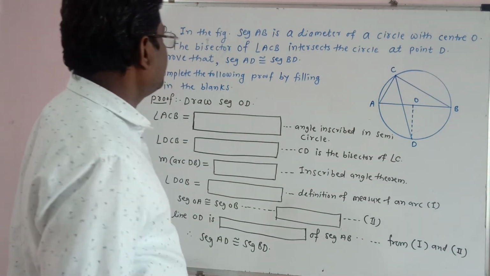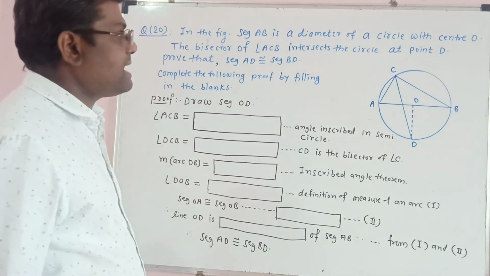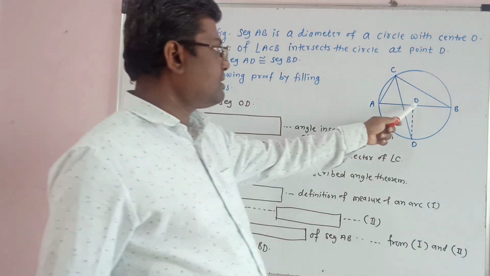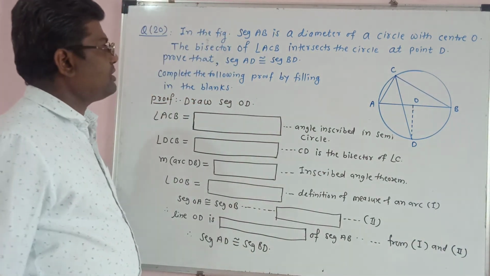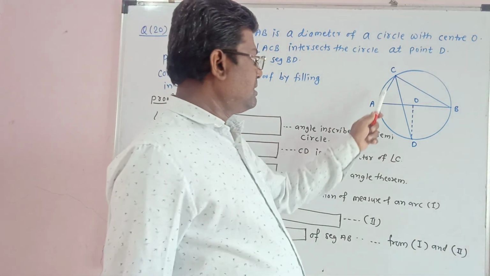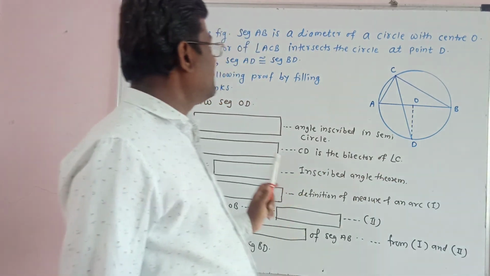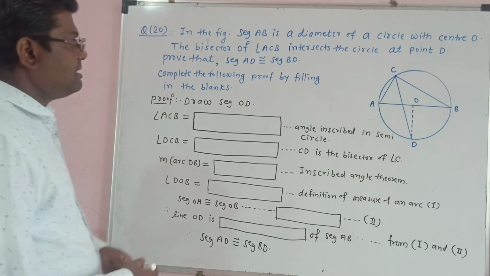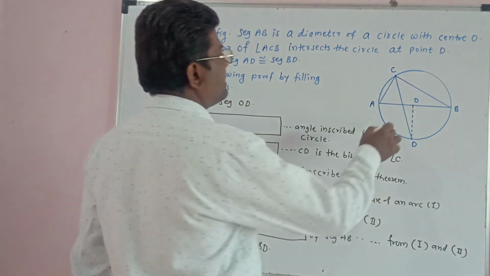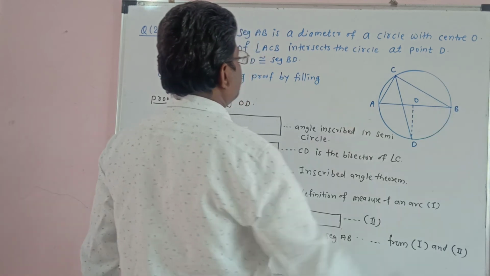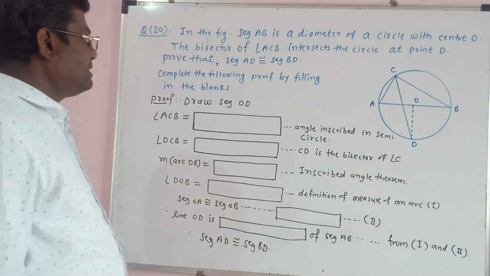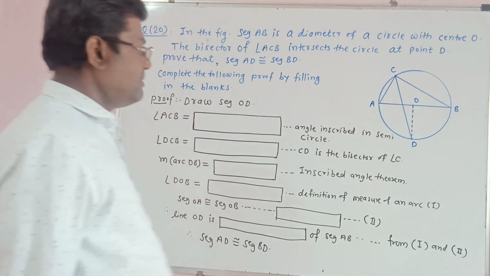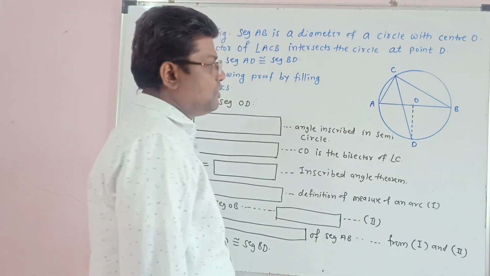Question number 20. In the figure, segment AB is the diameter of a circle with center O. The bisector of angle ACB intersects the circle at point D. Prove that segment AD is congruent to segment BD. Complete the following proof by filling in the blanks. Proof. Draw segment OD.